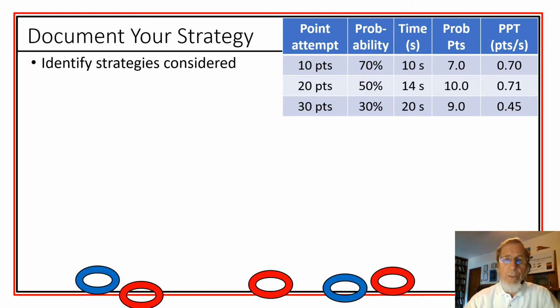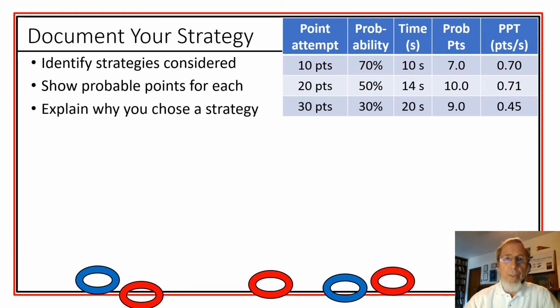What are the strategies you're going to consider? Show the probable points for each of those. So do the calculation, show those probable points, and then choose and explain why you chose one of those strategies.